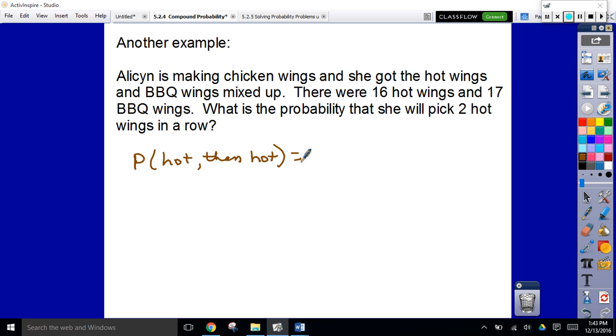Not quite. First we just want the probability of getting one hot wing. How many hot wings are in the batch? 16. 16, so we want to do 16 out of how many wings are in total. 33. There we go, that's where the 33 comes in. Okay, now what's the probability that the next one is going to be a hot wing? Andrew? 15 out of 32. Good.